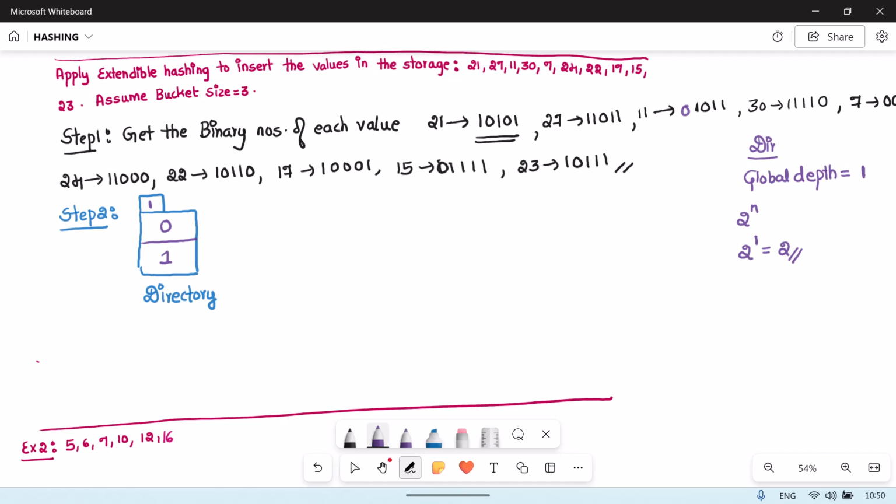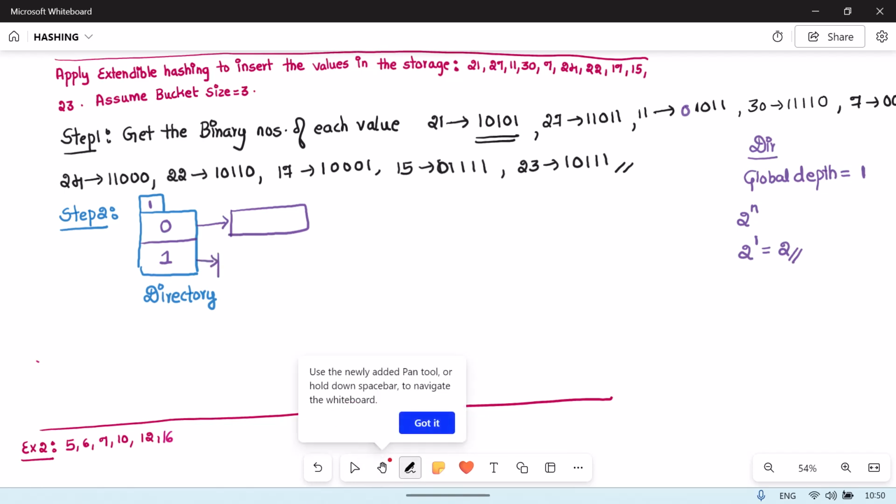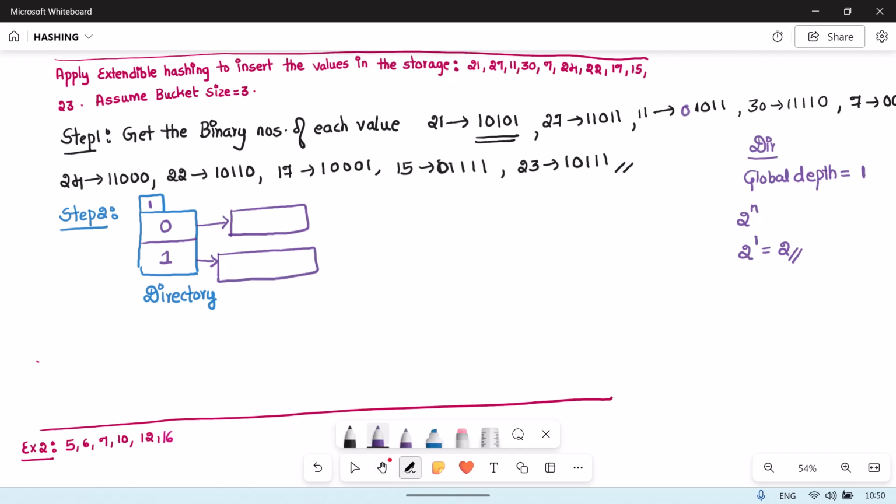So for each of these, for 0, we will have one bucket, and for 1, we will have one more bucket. Okay, so we'll give the local depth for each of the buckets. If you remember, initially the local depth will be the same as the global depth. Global depth is 1, so local depth is also 1.